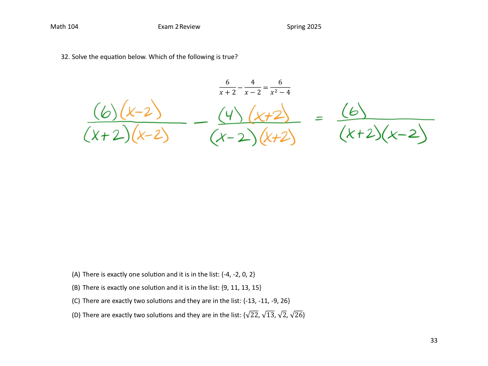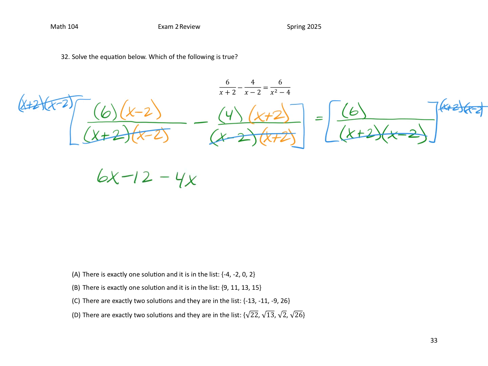And then I can multiply this whole equation by the common denominator, and all of the denominators will just poof, go away. Okay, so I can just multiply both sides of the equation by x plus 2, x minus 2. And that has the effect of canceling every single one of the denominators. So all I'm left with are the numerators, and I have 6x minus 12 minus 4x minus 8 equals 6.